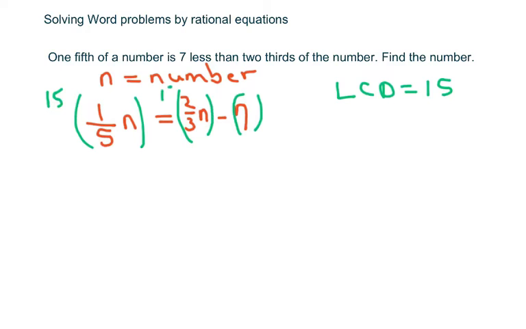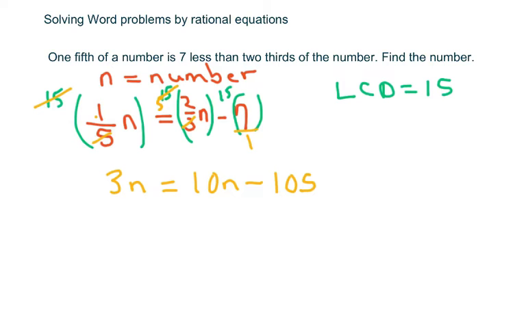15, 15, and 15. So 5 goes into 15 3 times. 3 times 1 is 3. So we have 3n equals 3 goes into 15 5 times. 5 times 2 is 10n minus, this is over 1. So 15 times 7 is going to be 105.